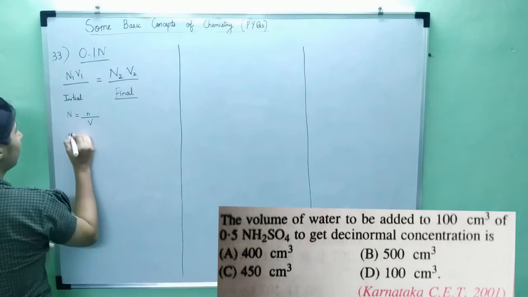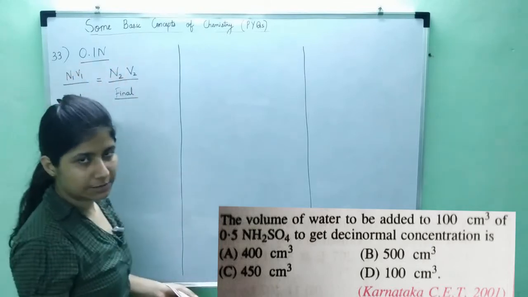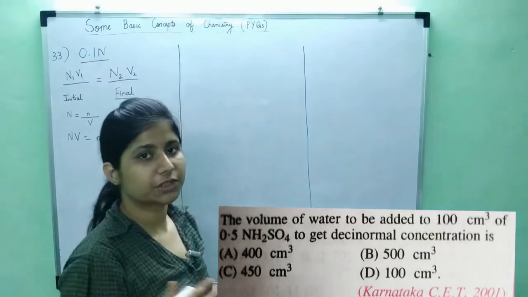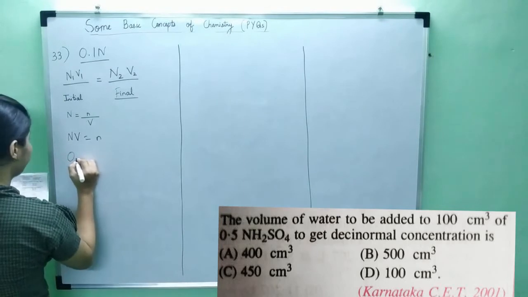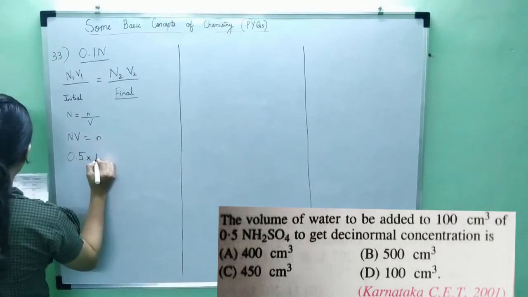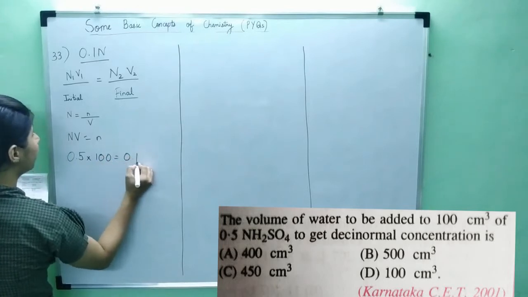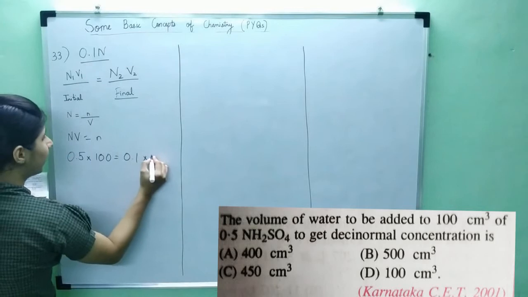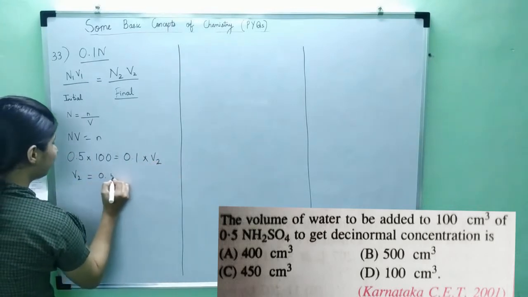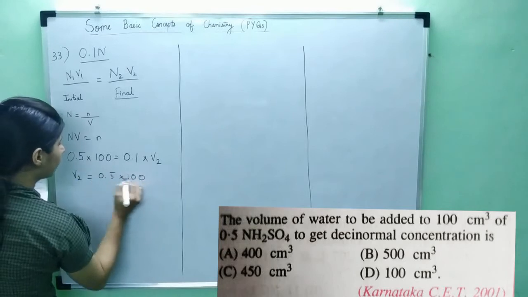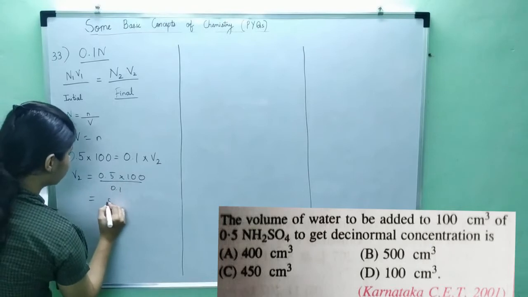So this is what we are doing. N into V is number of moles. So initially number of moles and final will remain same. Using this equation, we are trying to find out the final volume. The initial normality is 0.5, and the volume is 100. The final normality is 0.1 decinormal, into the final volume, which I have to find. Now V2 would be 0.5 into 100 upon 0.1. So just shift this. So this becomes 5 into 100, which is 500.